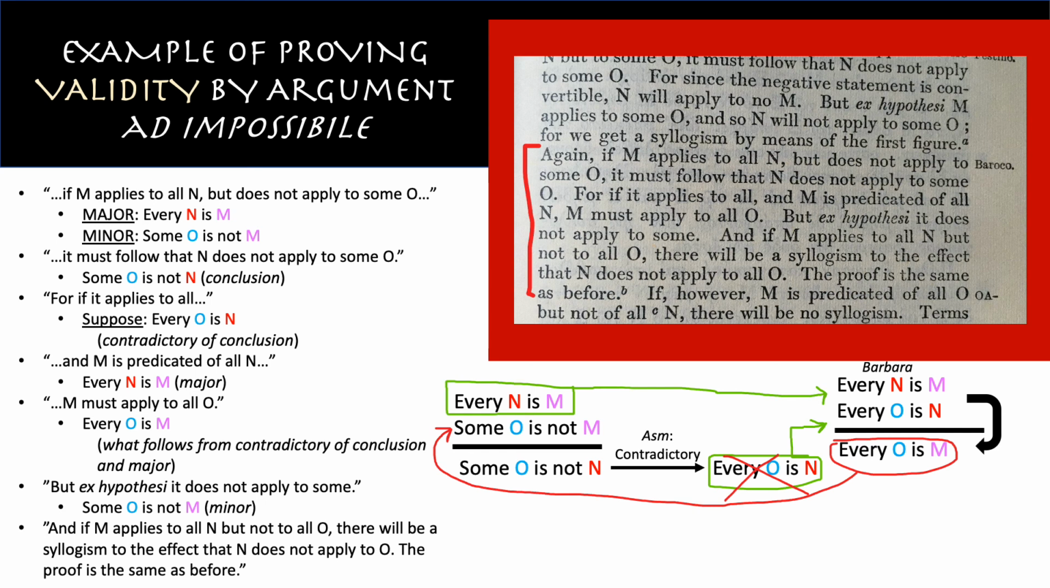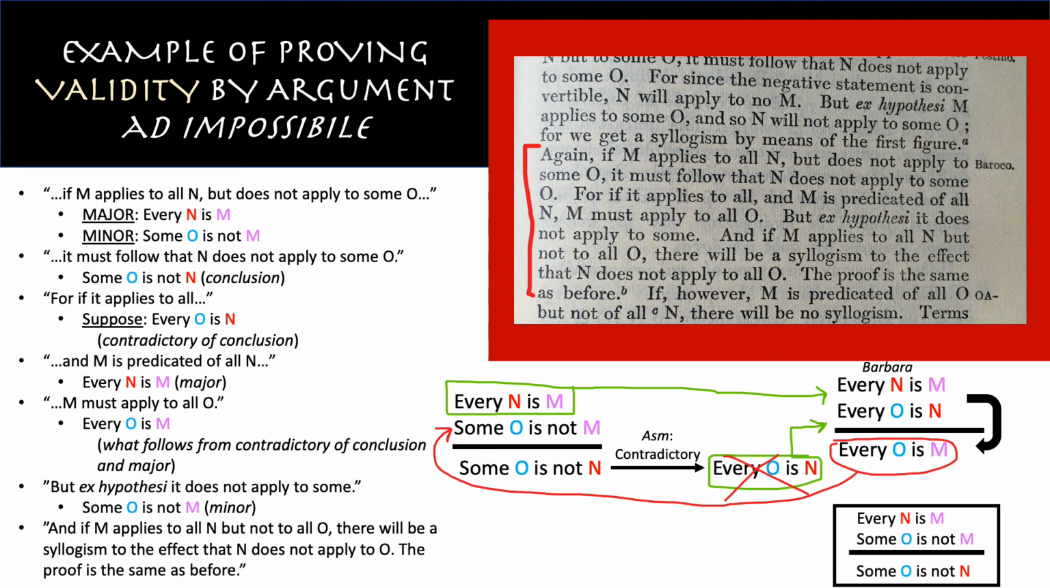Aristotle says, "And if M applies to all N, but not to all O, there will be a syllogism to the effect that N does not apply to O. The proof is the same as before." Thus, we've drawn a conclusion. Since we've denied the contradictory opposite of the conclusion we want to draw, it follows that we've asserted the conclusion we want to draw, namely that some O is not N. Thus, from the two premises, every N is M, and some O is not M, we reach the conclusion necessarily that some O is not N.